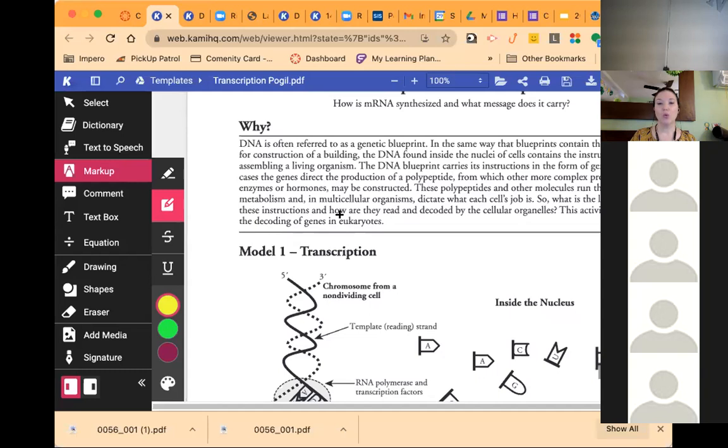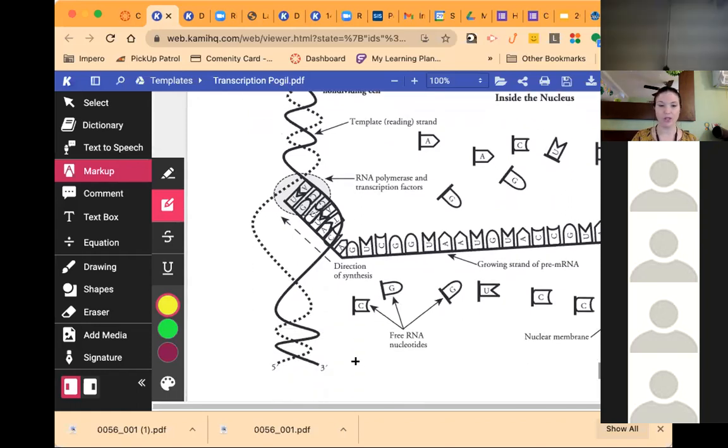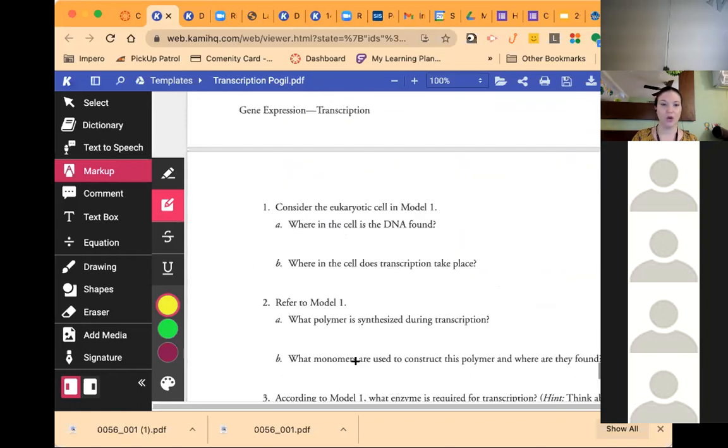So, what is the language of these instructions, and how are they read and decoded by the cellular organelles? This activity will focus on the decoding of genes in eukaryotes. Okay, so you have a diagram as usual, and this is where the answers are. Okay, so where in the cell is the DNA found?